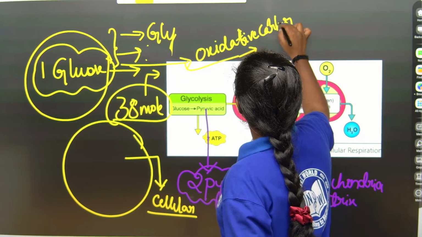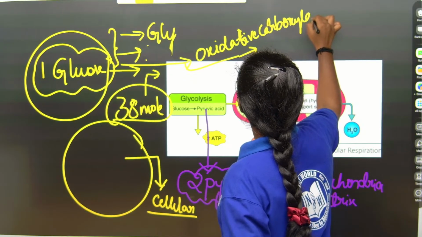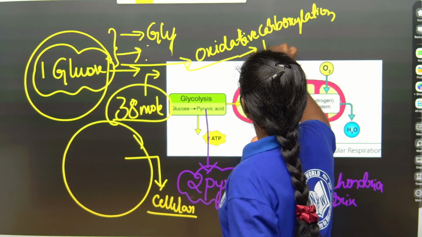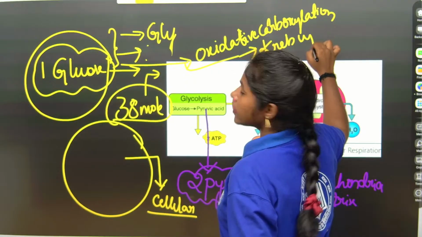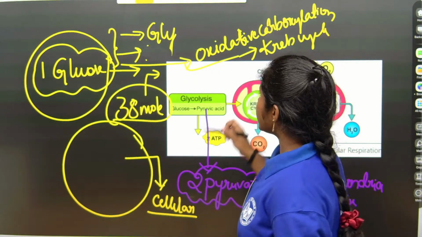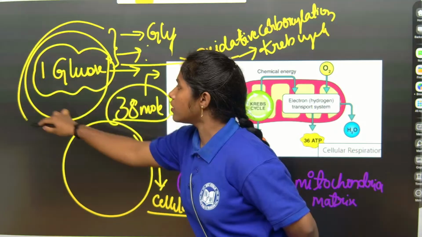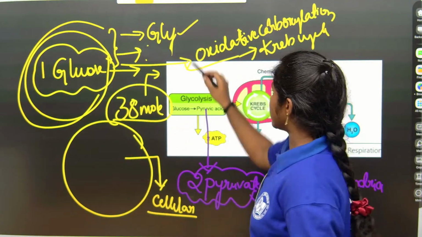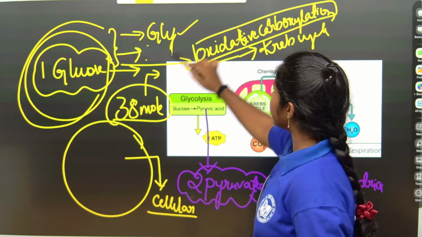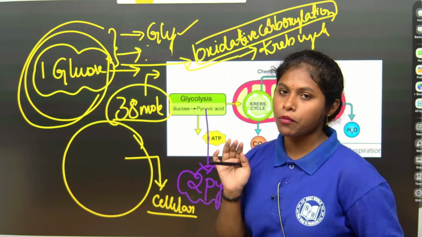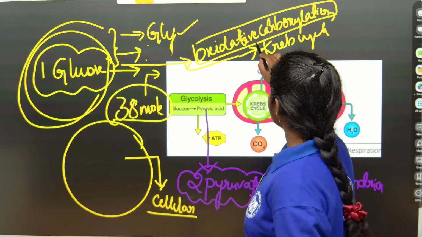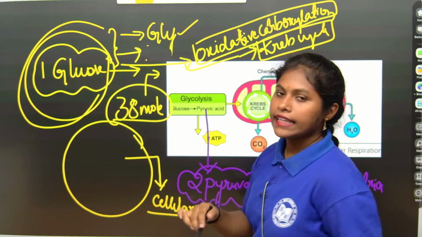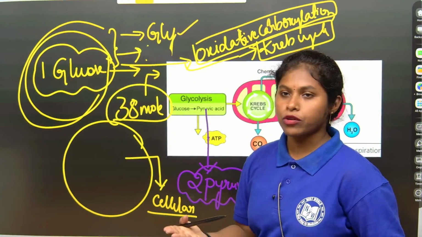So first oxidative decarboxylation, then Krebs cycle, then electron transport chain. We studied, out of this cellular respiration, we completed the glycolysis. Then we have to complete the link reaction. Now we have to know about the link reaction, that is oxidative decarboxylation. Then we will learn about the Krebs cycle, then we will see the electron transport chain.